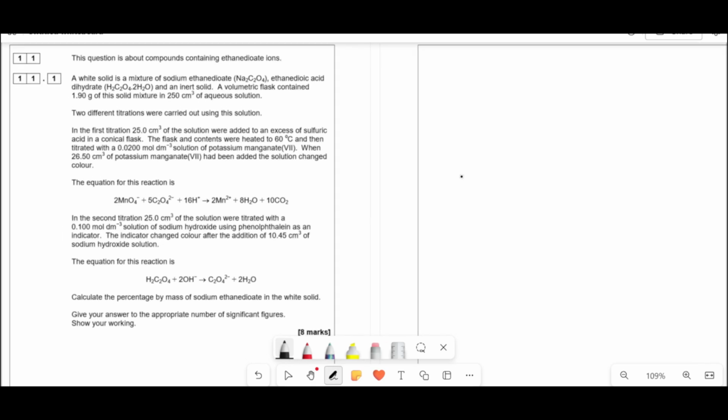Because here in this exam report, it says only the best students got to the end. Many students just worked moles out and that was it, and just went for it. Use the information in the question. This question's about compounds containing ethanedioate ions, right? So a white solid is a mixture of these two. So we have a white solid, which is made of Na2C2O4 and this H2C2O4.2H2O. I literally never do any of these questions without writing the key things.